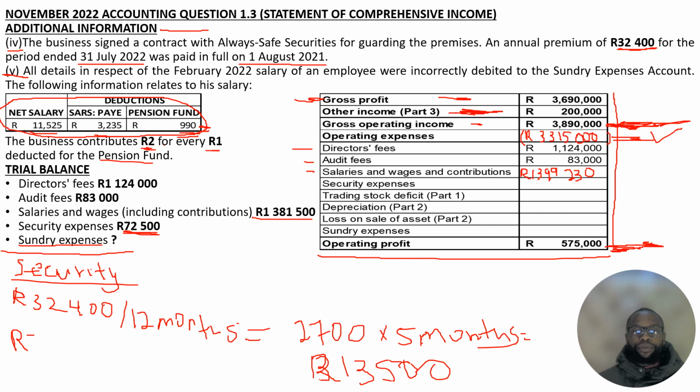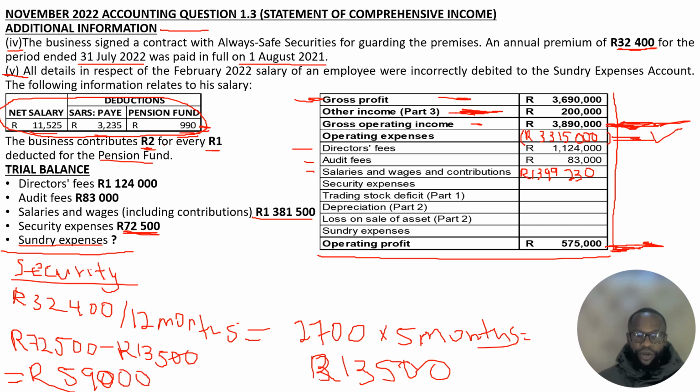I'm going to take this 72,500 and deduct this 13,500, and then we are left with 59,000. So our security expense is 59,000.